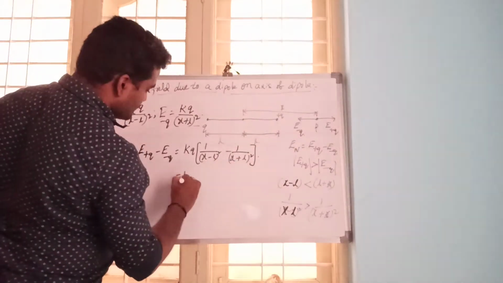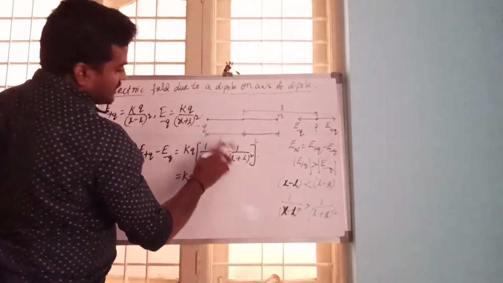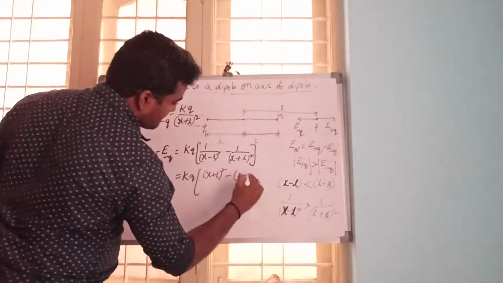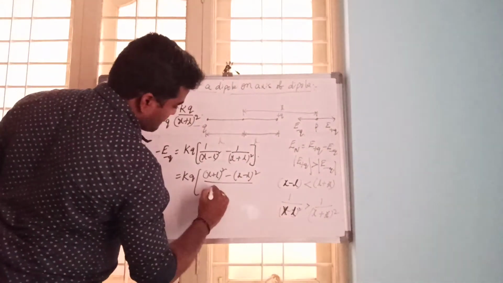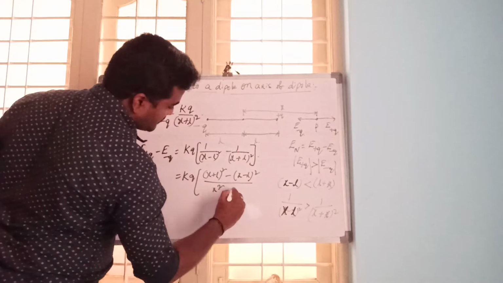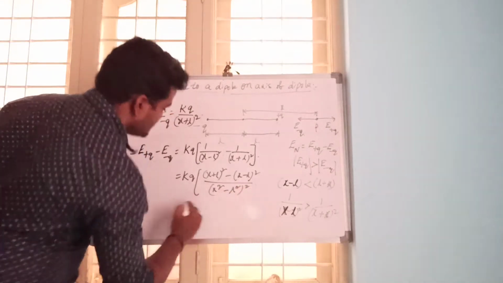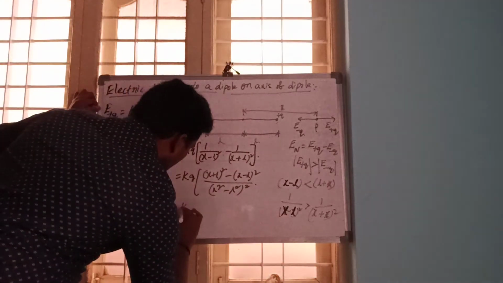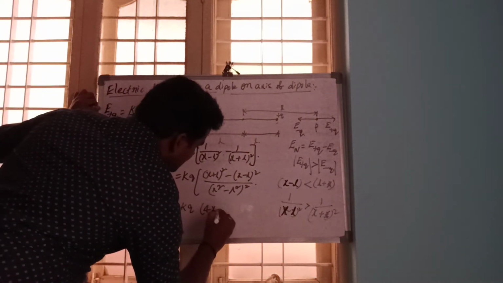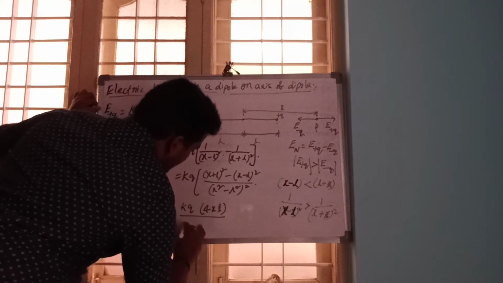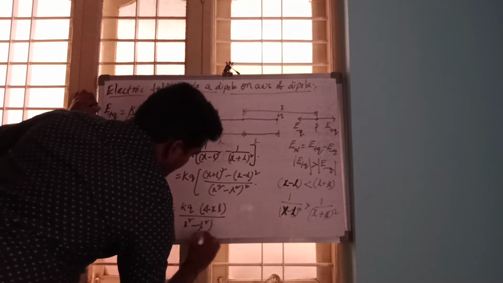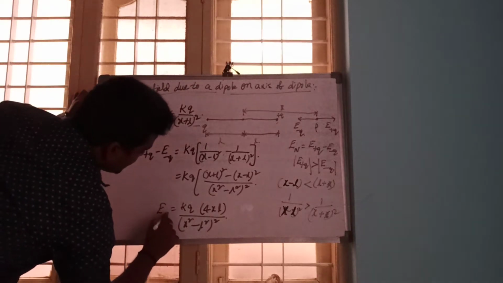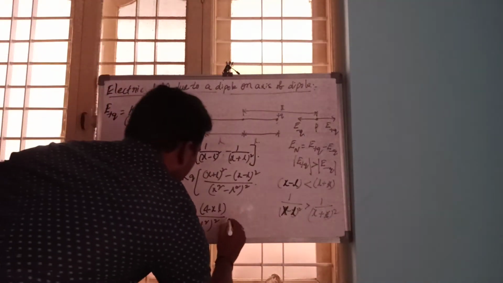If we solve that one, kq divided by (x square minus L square) whole square, using (a plus b) whole square minus (a minus b) whole square equals 4ab, we get kq into 4xL divided by (x square minus L square) whole square. This is nothing but the net electric field at the point P. So we can modify it further.